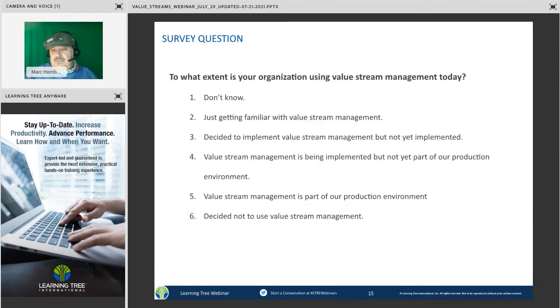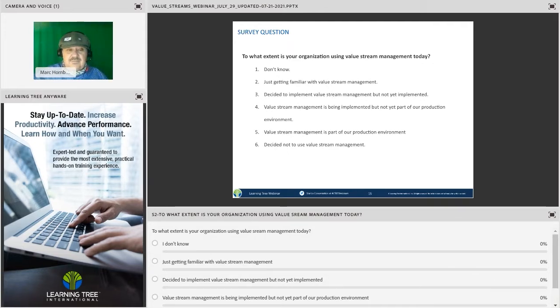A little survey question now that you know what it is. To what extent is your organization using value stream management today? You don't know, just getting familiar, decided to implement value stream management but not yet, or it's not yet part of production but you're implementing it, or it's already part of production, or you decided not to use it. Okay, somebody said decided not to use it. Maybe you will after this presentation. Or maybe it'll confirm you don't want to. I don't know. Don't blame me.